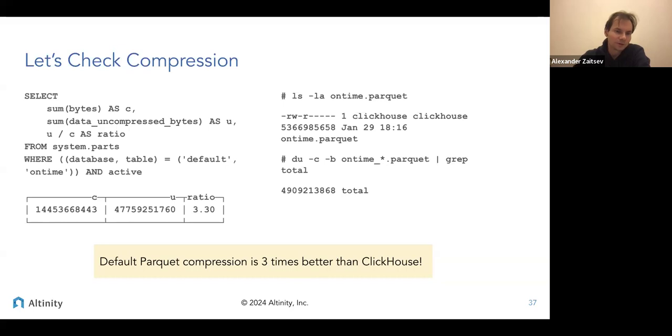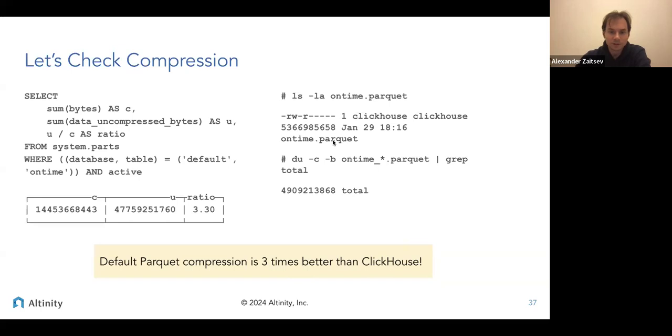The compression ratio in ClickHouse is just 3.3 times. So this table is not optimized. It just uses all defaults, data types with no encodings, all ClickHouse defaults. Compression is 3 times. But Parquet, by default, is much smarter.